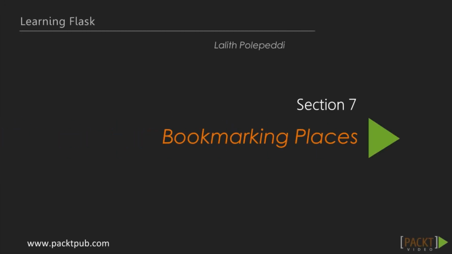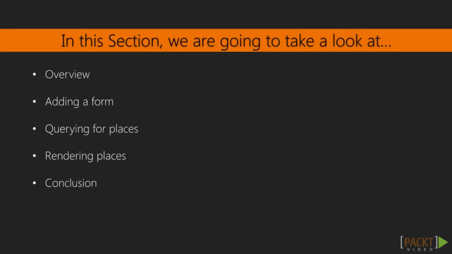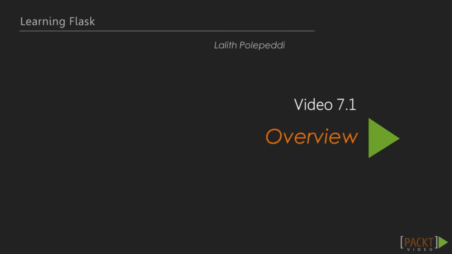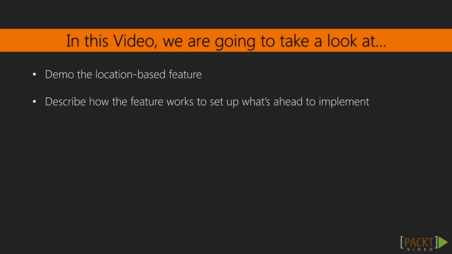In the last two sections, we created an authentication and authorization system for the app. In this section, we'll complete the home page by retrieving and showing interesting places around a user's location. In the first video of this section, we'll look at the location-based features of the app and prepare to implement them in the next videos.